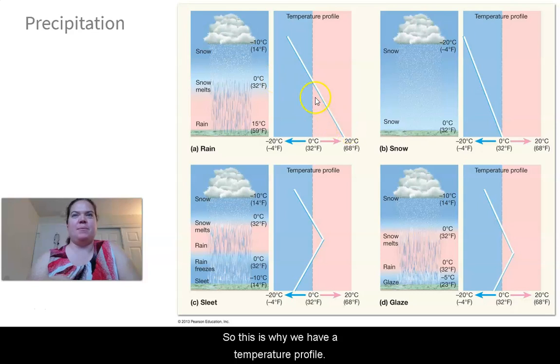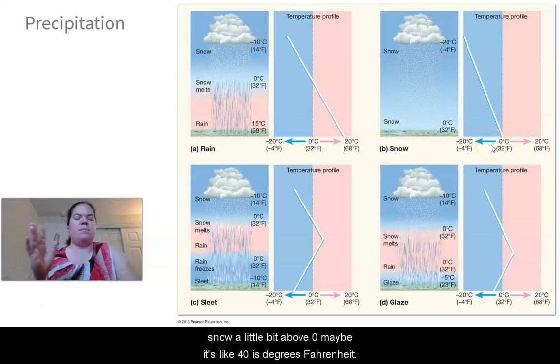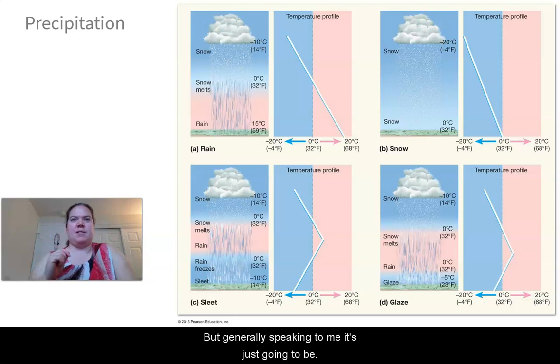So this is why we have a temperature profile. For rain here, the cloud is in the cold zone. I'll just say cold zone, below 0, right? So it's snowing up here at cloud level. Then as it passes into the melt zone, or the warmer area towards the surface, it turns into rain. That is rain. Snow is also pretty easy. At cloud level, it's below 0, it's cold. And then at the ground, it's cold. Now you can still get snow a little bit above 0, maybe up to like 40-ish degrees Fahrenheit. But generally speaking, it's just going to be below 0 snow.